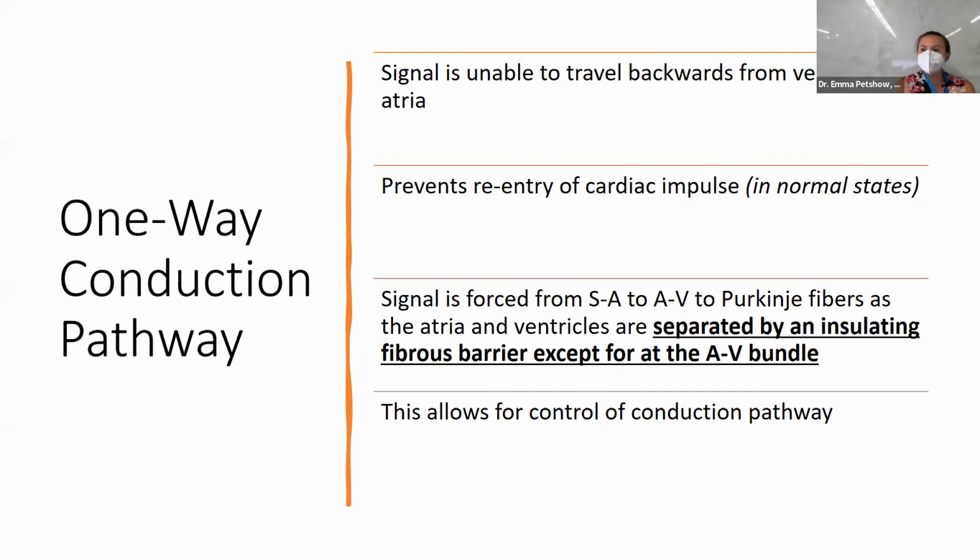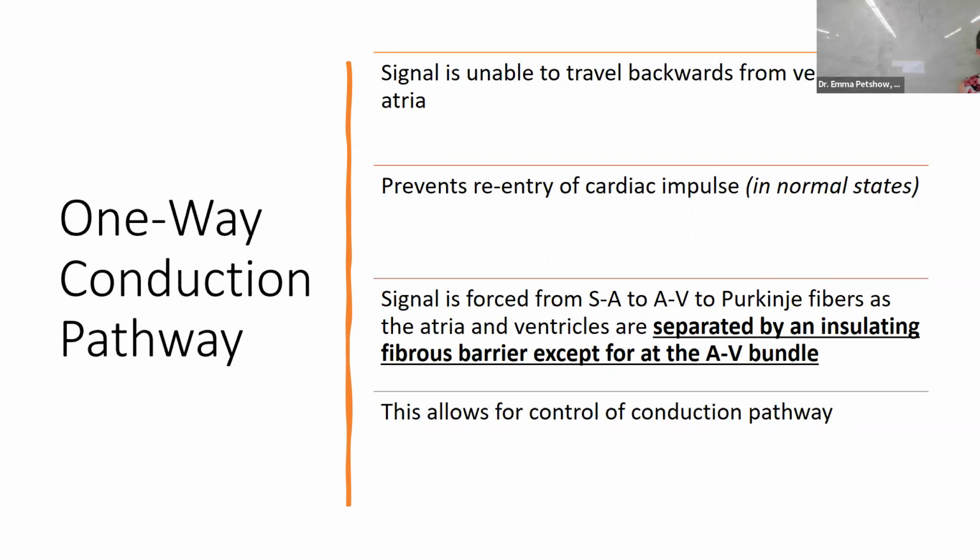The signal is forced from the SA to AV to Purkinje fibers because the atria and the ventricles are separated by this insulating fibrous barrier. The only place where that fibrous barrier doesn't occur is at the AV node and AV bundle. Pretty incredible. So you can think about, we're sending an electrical signal. An electrical signal can transmit down a pathway until it meets a fibrous insulator. The heart has this fibrous insulator separating every component from atria to ventricle except at that AV node and AV bundle. So that's how the signal is able to get through.